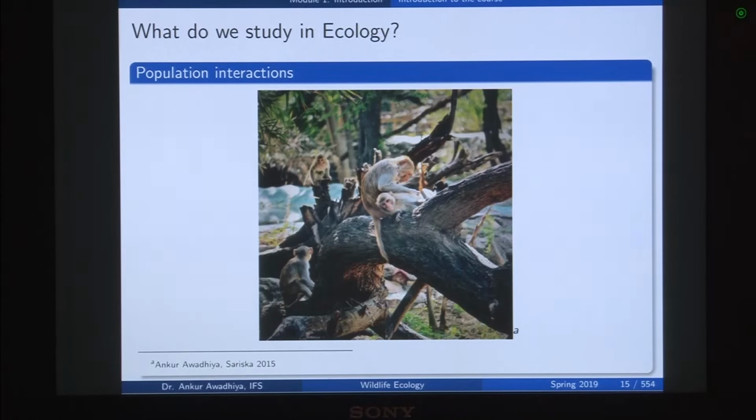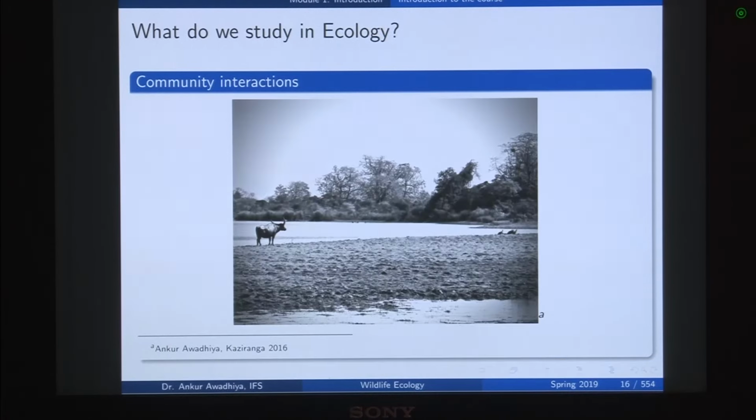So, how do these interactions work in these populations? How is this animal able to give back to the first animal? These are the kinds of things that we will study in ecology. Next, we will look at community interactions. Now, community is a group of organisms that belong to different species and they are living together.